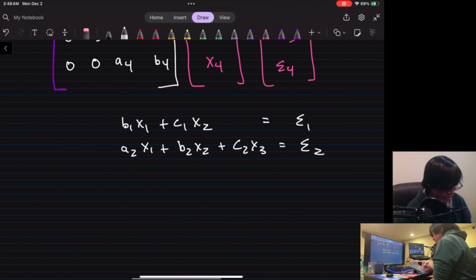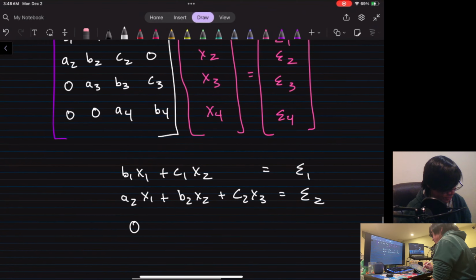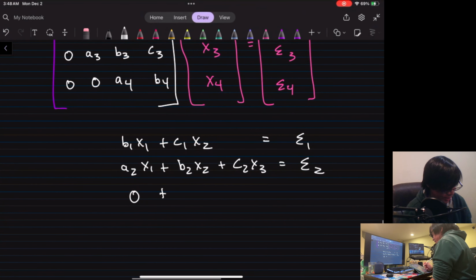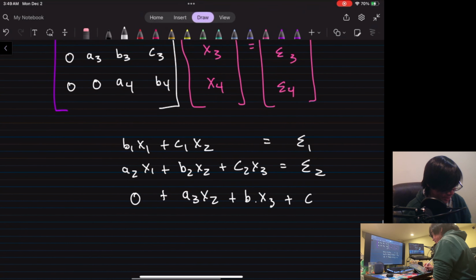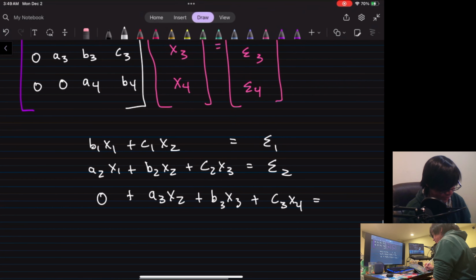And then 0, is it worth going all the way? I'll just do it for this. So we have A3, x2. Notice I'm keeping it in terms of the x in the same columns, just so you can see how it's kind of going diagonally here. And then B3, x3 plus C3, what am I doing? These are threes. C3 x4 equal to epsilon 3.